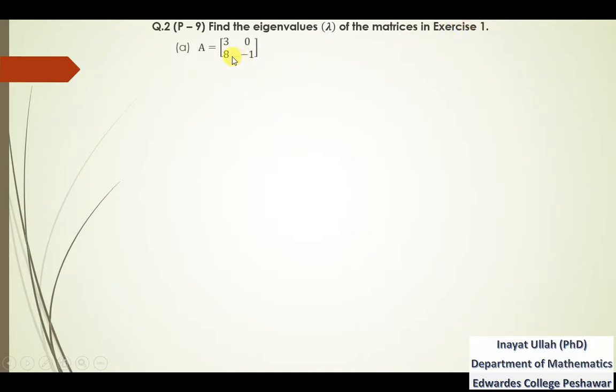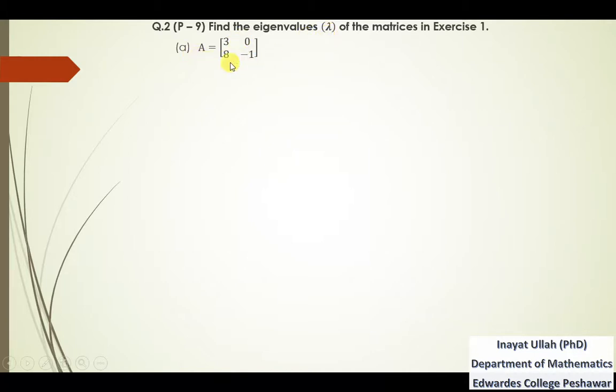The same exercise, the same question. I mean question number 1. This is the matrix A. We are going to find the eigenvalues of this matrix. So how could we find the eigenvalues of this matrix? First of all, eigenvalues means the values of lambda.